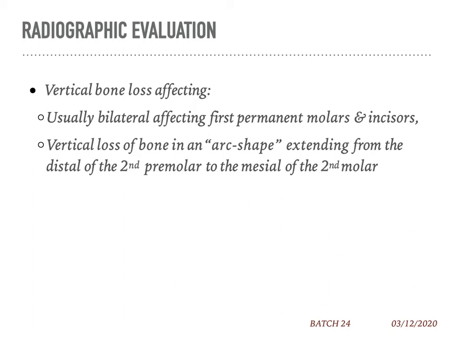So radiographic evaluation will show a vertical bone loss, usually in a bilateral symmetrical pattern, affecting the first permanent molar and incisor. There will be an arc-shaped bone loss extending from the distal part of the second premolar to the mesial part of the second molar. The arc-shaped defect involving the first permanent molar will be a classical sign for aggressive periodontitis, localized aggressive periodontitis.